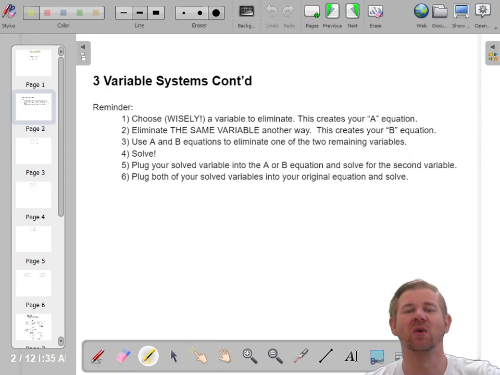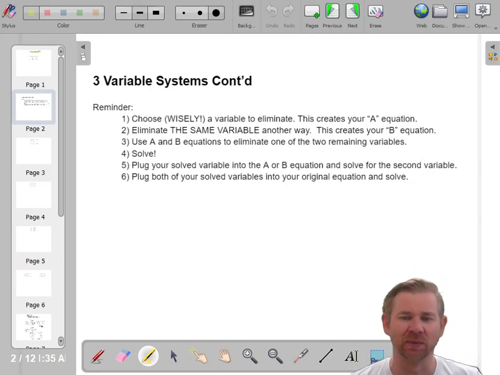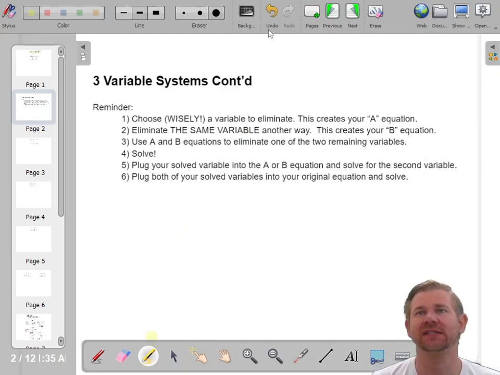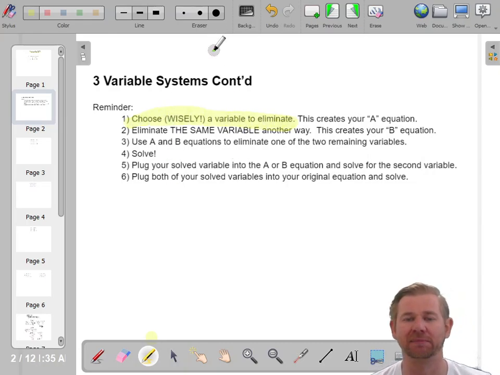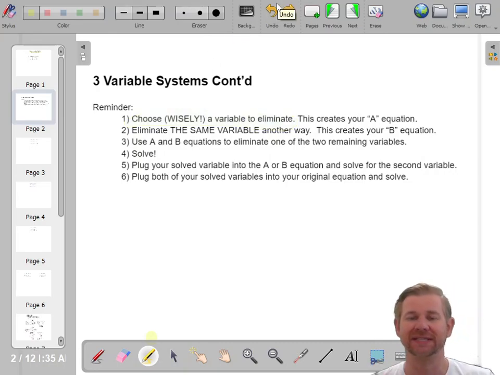Hello everyone, we're going to continue to solve some three variable systems. I'm going to run you through the game plan again, and then we'll do some examples. So reminder, when we are solving three variable systems, the first thing you need to do is very carefully choose which variable you want to eliminate, because you're going to have to do it 2 times. So you want to pick strategically: how can I eliminate one variable 2 ways?